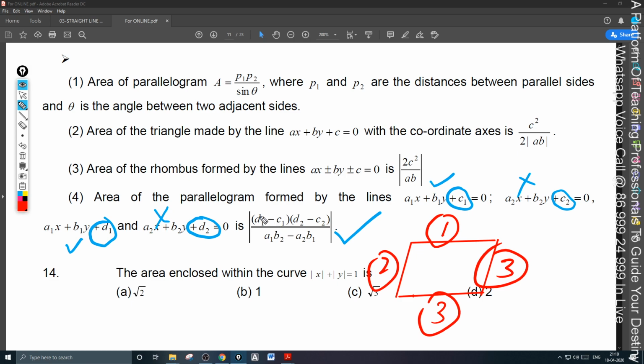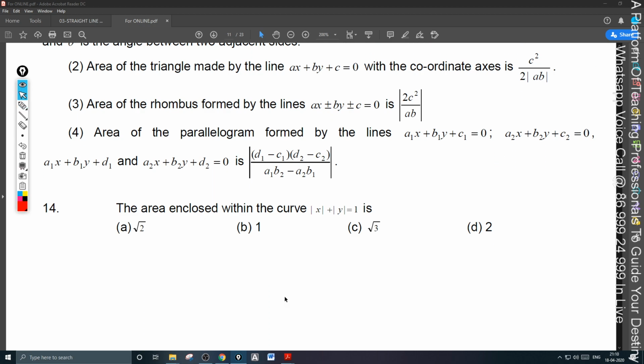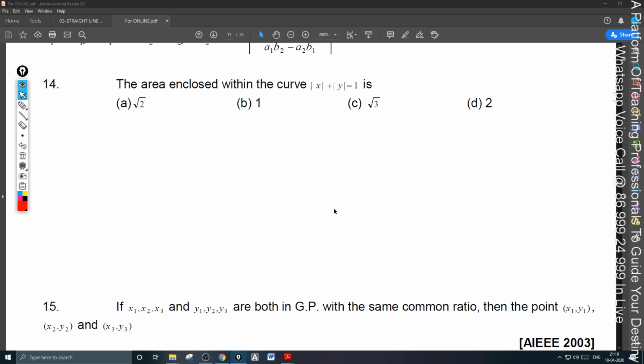So this is (C1 minus D1) into (C2 minus D2) by (A1 B2 minus A2 B1) square units is the area of the parallelogram. Just for the revision sake, I have taken it. Next, the area enclosed with the curve mod x plus mod y is equal to 1.